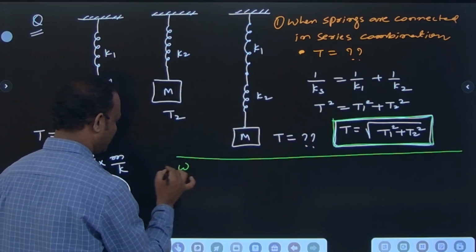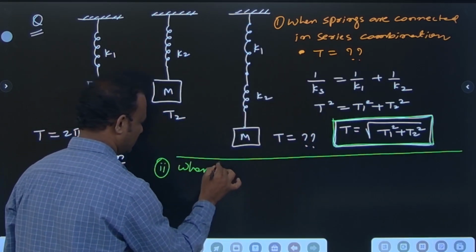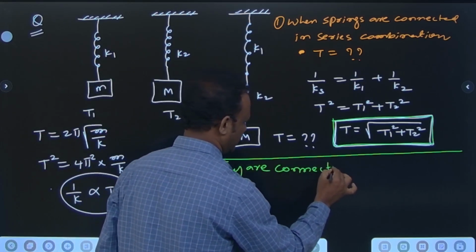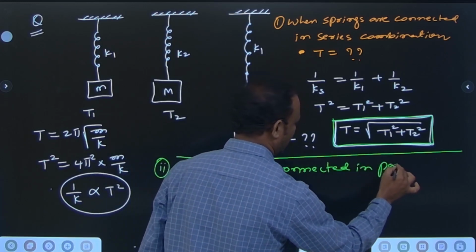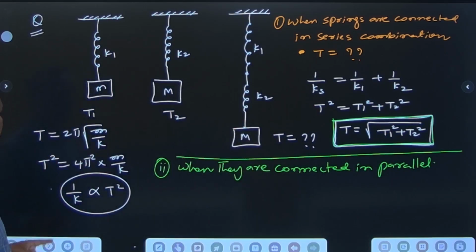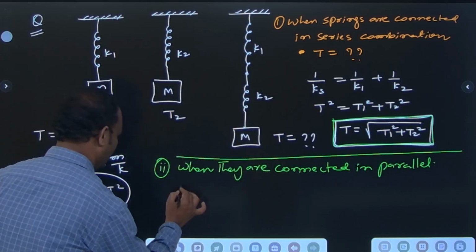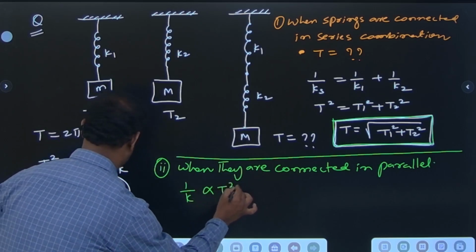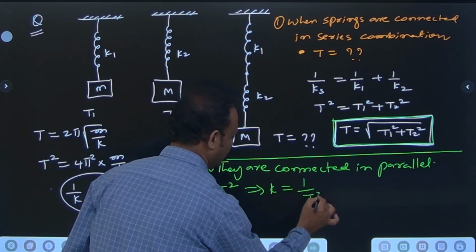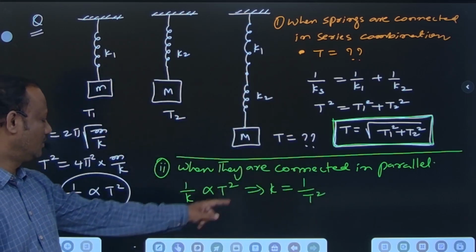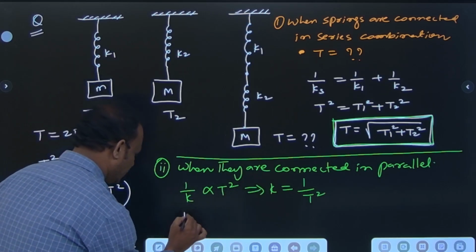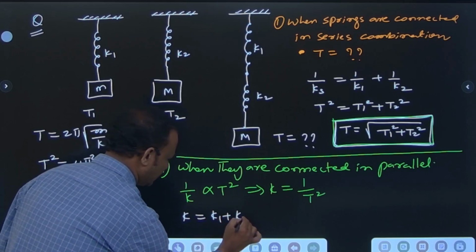If they are connected in parallel, what is the condition? 1 by K is proportional to T square, so K is proportional to 1 by T square. And when they are connected in parallel, what is the effective spring constant? K is equal to K1 plus K2. Correct?